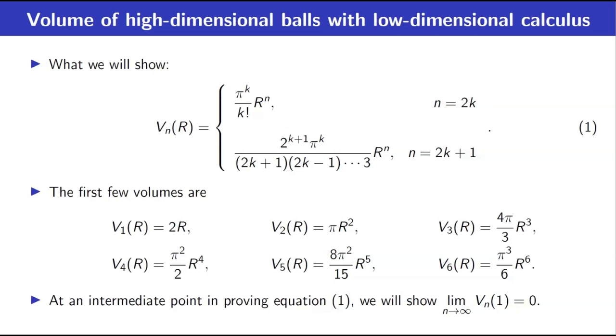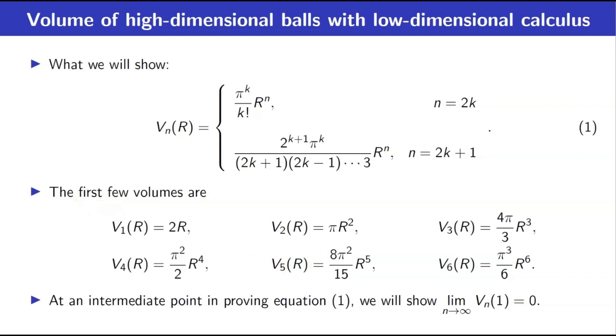Hi everyone. We're going to be finding the volume of high-dimensional balls using only low-dimensional calculus. Equation 1 is the formula we're looking for. It gives the volume V sub n of r of an n-dimensional ball of radius r. You'll notice that this formula is piecewise and gives two different expressions depending on whether the dimension of the ball is even or odd. Here are the formulas for the first 6 dimensions.